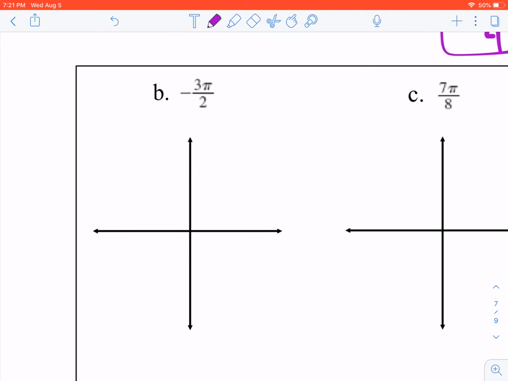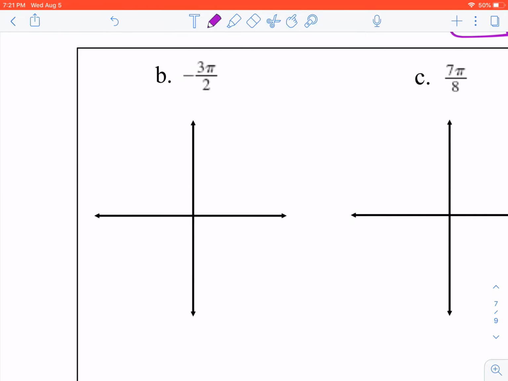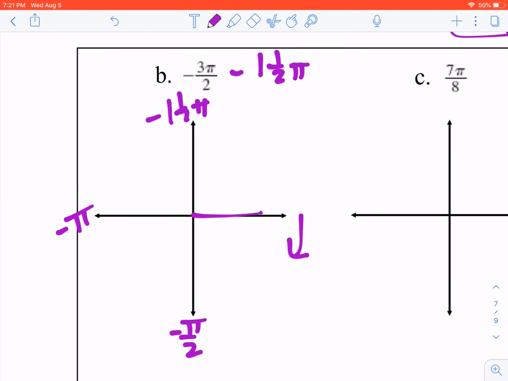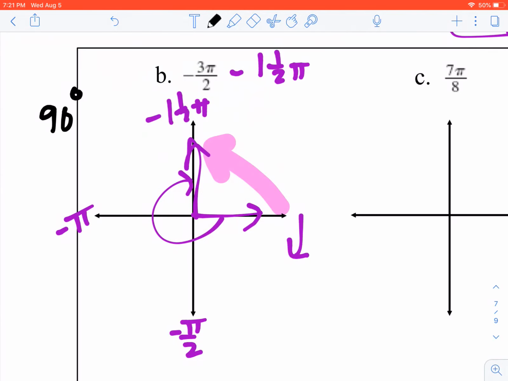All right, let's talk about negative 3 pi over 2. Again, think of this as negative 1 and 1/2 pi. So if I'm going in this direction, this is negative pi over 2. This is negative pi. This is negative 1 and 1/2 pi. So my angle in standard position looks like this. On this one, you might not have to actually do a common denominator. You might be able to determine, hey, this way is a 90-degree angle. So a positive coterminal angle to negative 3 pi over 2 is 90 degrees.